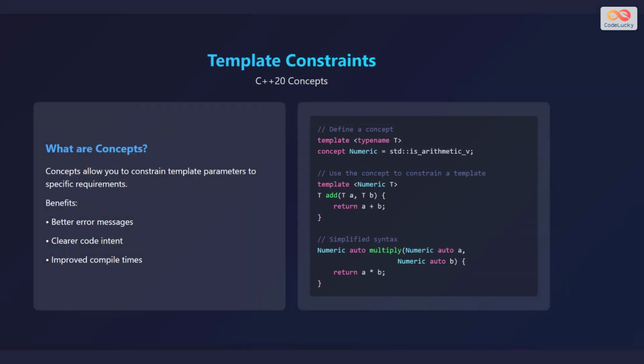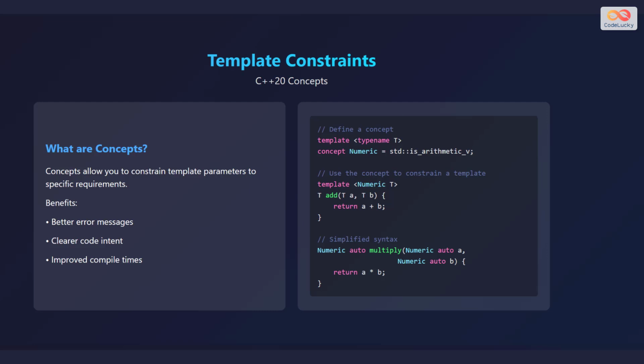Let's explore template constraints using C++20 concepts. Concepts allow you to constrain template parameters to specific requirements. This provides better error messages, clearer code intent, and improved compile times. Here is how to define a concept. The code defines a concept named Numeric that checks if a type T is arithmetic using std::is_arithmetic_v.